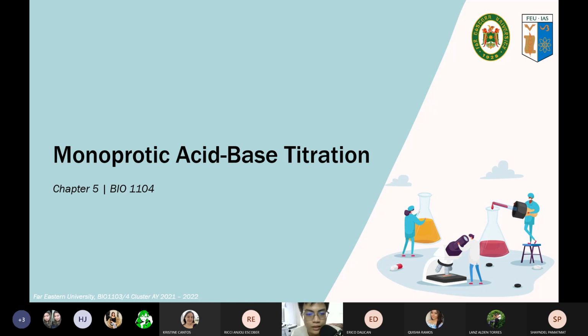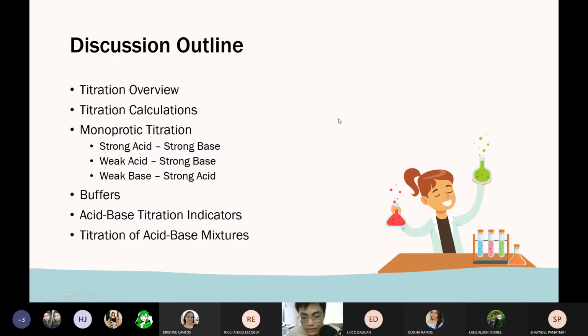Okay? So, to be more specific, these are the topics that are similar with the lecture. Ito yon, yung first three topics. However, itong part na to, ito yung bago. Okay? So, yun. Let's begin na siguro, no? So, let's have an overview again of the titration.